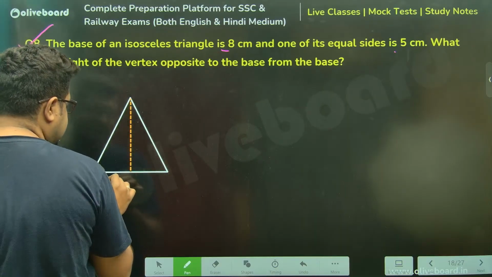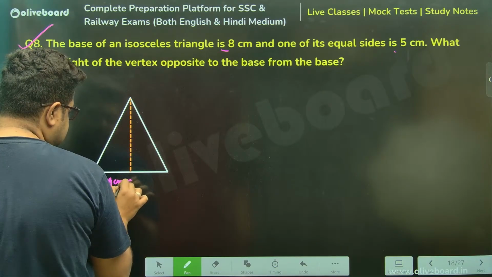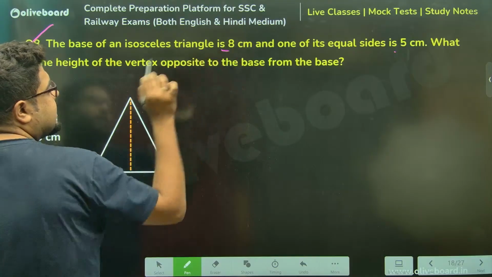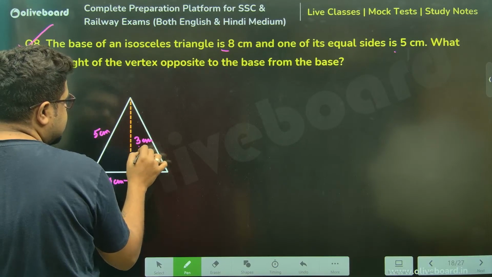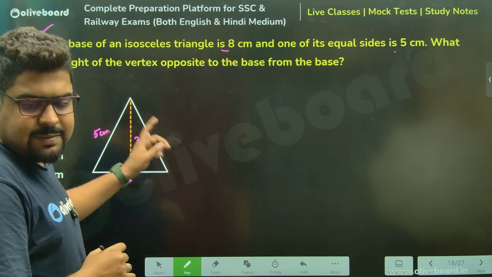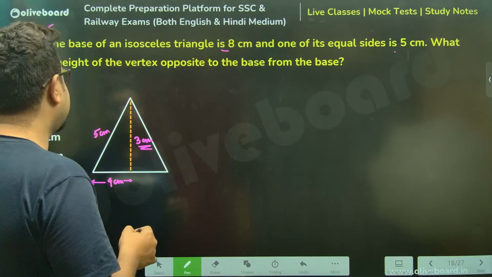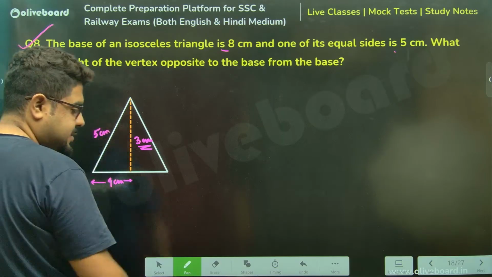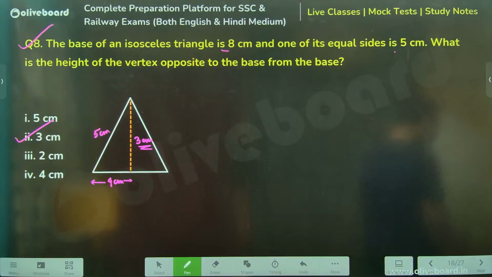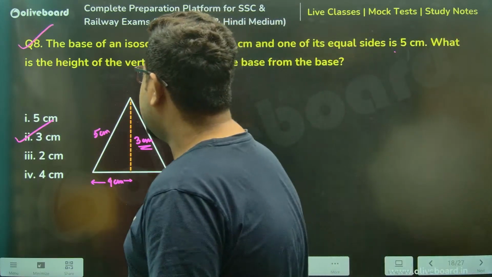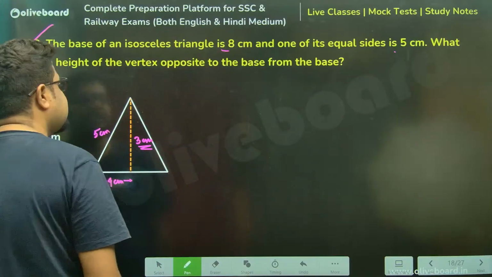Sir, the base is 8, so this side will be 4 centimeters. One of the equal sides is 5, so this must be 3 centimeters. 3, 4, 5 is a Pythagorean triplet. You do not need to solve anything, sir. Just by looking at this, you can solve it. Perfect. So we have done a question from isosceles triangle as well.